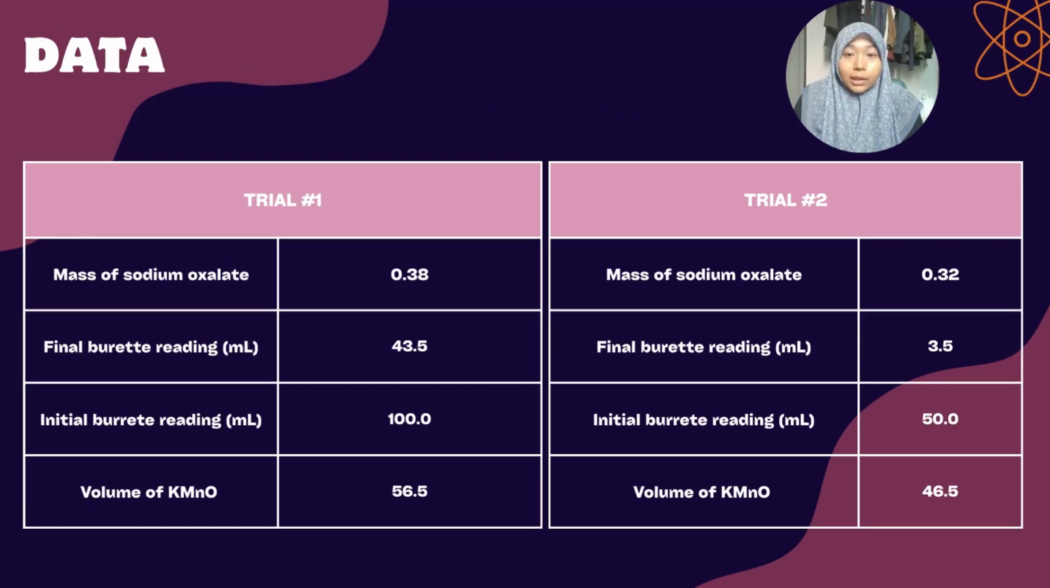For the first data set, you get 0.38 g mass of sodium oxalate, 43.5 final burette reading, 100 initial burette reading, and 56.5 volume of KMnO4. For data 2, you get 0.32 g for mass of sodium oxalate, 3.5 final burette reading, 50 for initial burette reading, and 46.5 for volume of KMnO4.